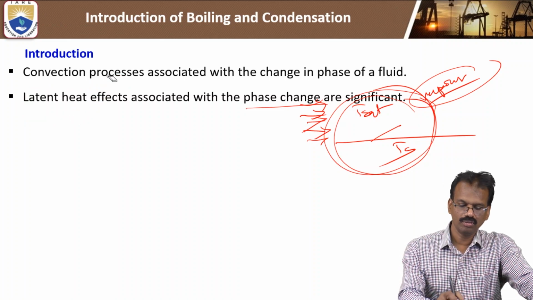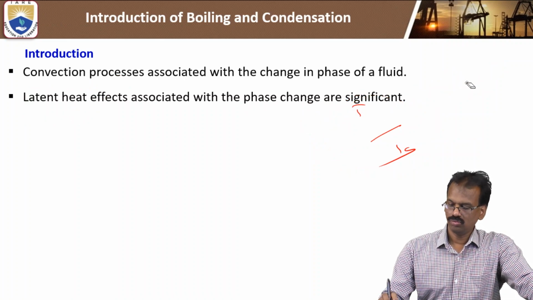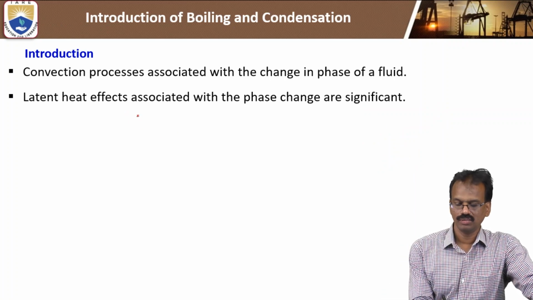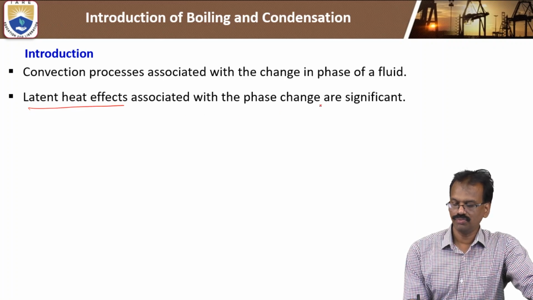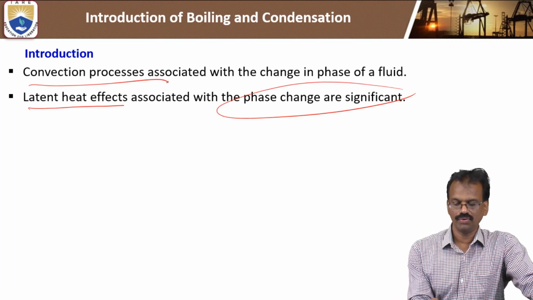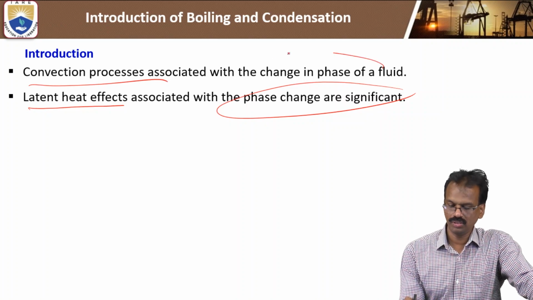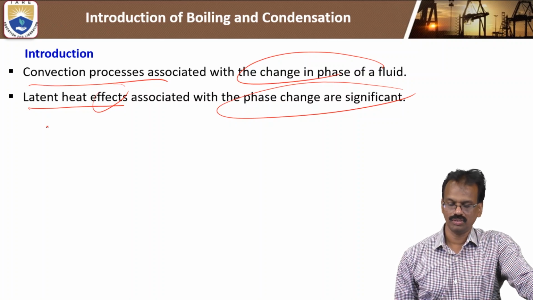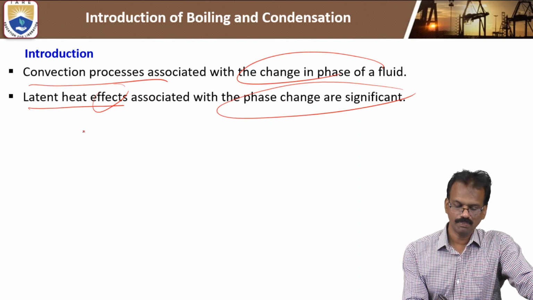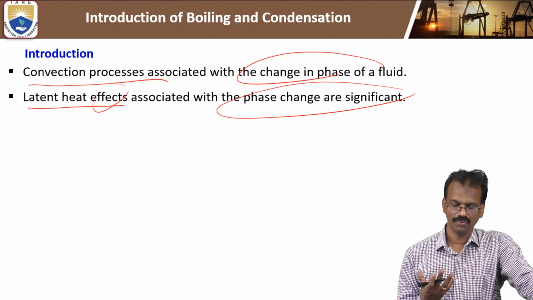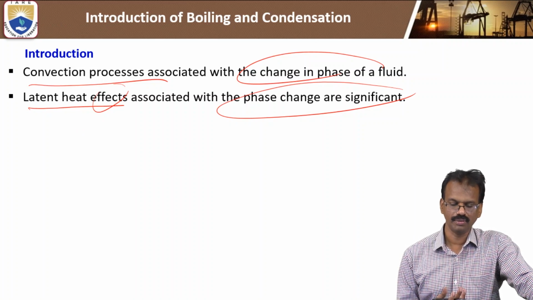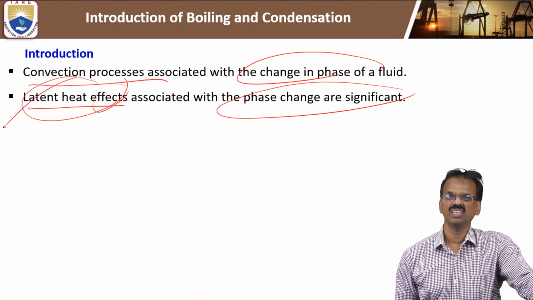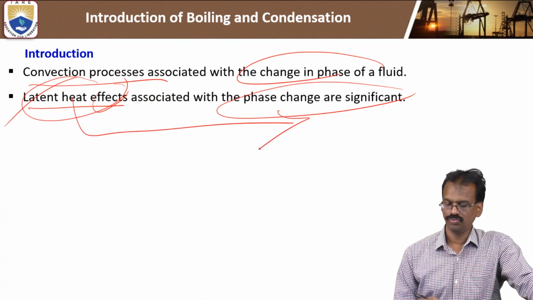So that is called latent heat. Here, latent heat effects are associated with the phase change. So the first one is the convection process associated with the phase change. Latent heat effects are associated with the phase change. It means heat transfer takes place, but we cannot observe any type of heat transfer, because that heat is converted into latent heat. That latent heat is used for the phase change.